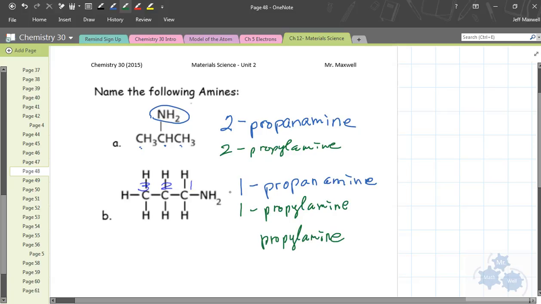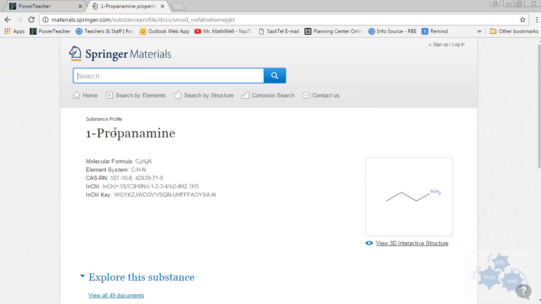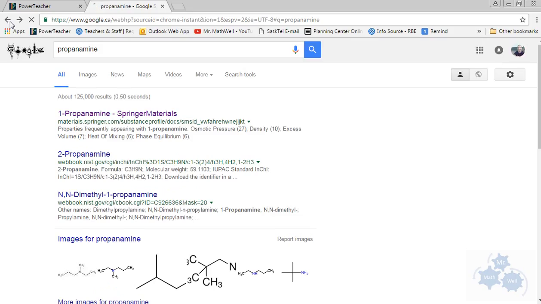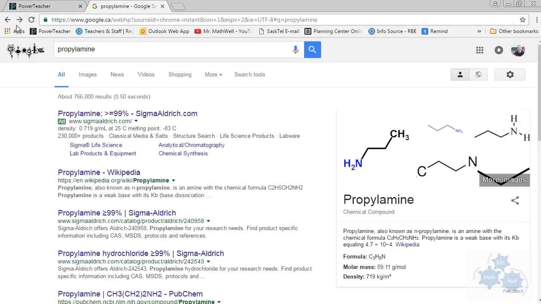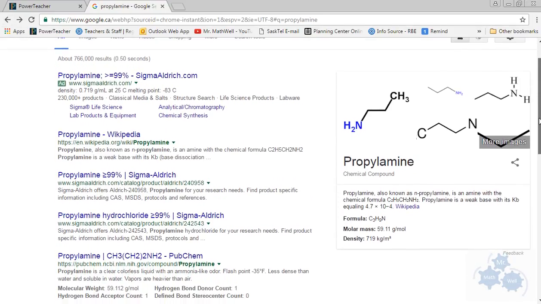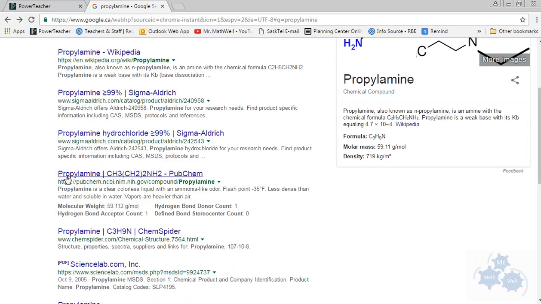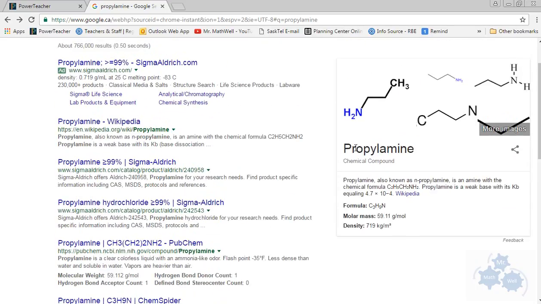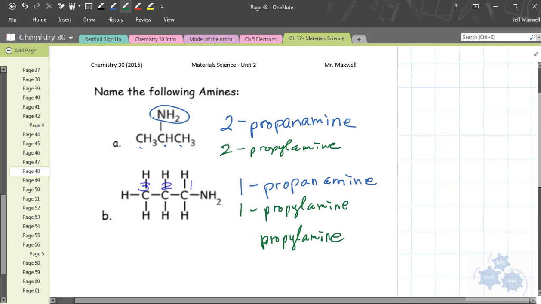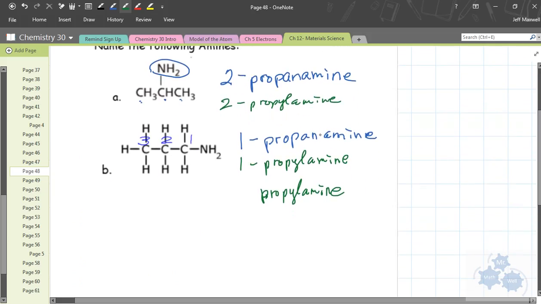They're all okay. You'll see on the internet, as we just did a little bit of a search, there's the 1-propanamine, but certainly there are a lot more hits or a lot more indicators that this is propylamine, and there's your structure. So again, propyl is probably a more common name, but to keep in with the convention of the naming here, propanamine is fine too.